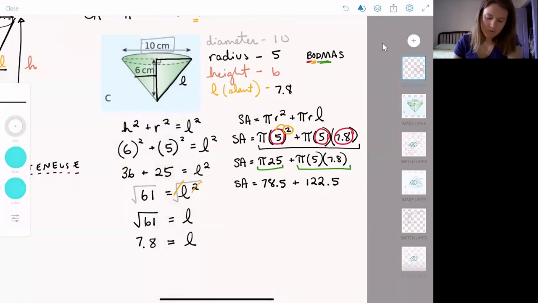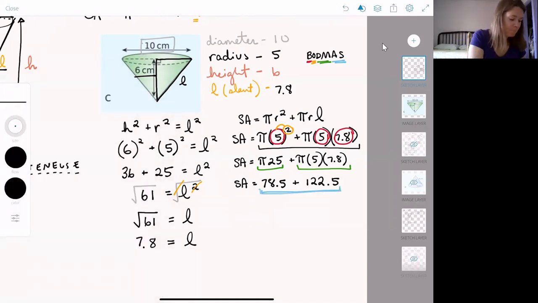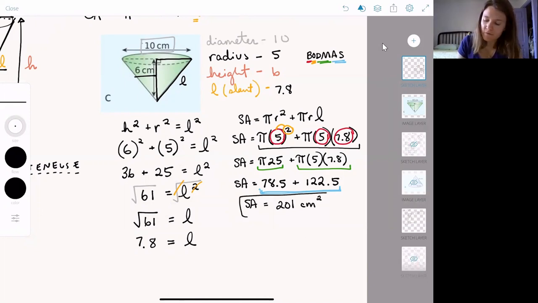Great. Now I'm on to addition or subtraction. Doesn't matter which I do, both can come at the same time. But here I'm only adding these two together. And my unit is centimeters squared. And so that is my answer, okay?